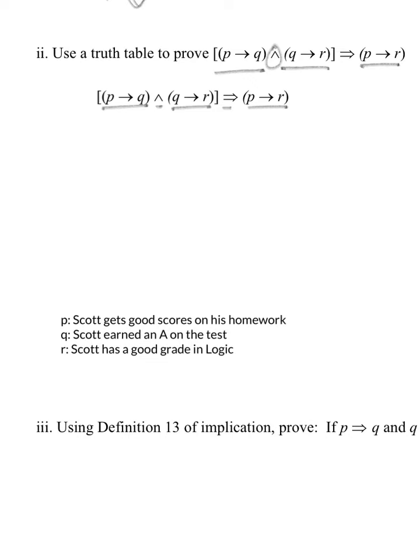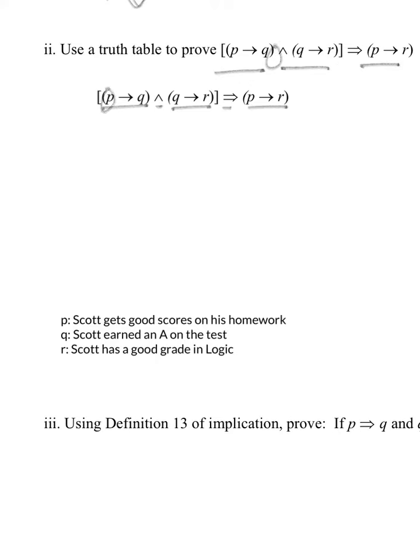So if we said P means Scott gets good scores on his homework, Q represents Scott earned an A on the test, and R represents Scott has a good grade in logic, then what we'd be saying is if Scott gets good grades on his homework, then Scott earns an A on the test. And if Scott earns an A on the test, then Scott has a good grade in logic, which implies that if Scott gets good grades on his homework, then Scott will have a good grade in logic. Now we're asking, is that a valid argument? And we're trying to prove that it's a valid argument.